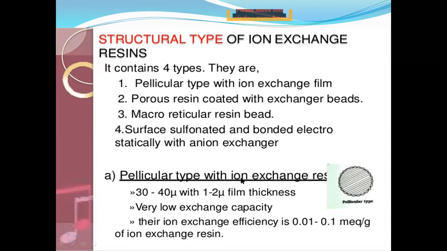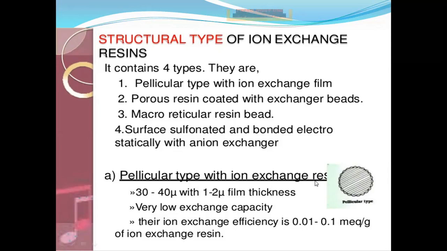So, the pellicular type of ion exchange resins. Ion exchangers are, we can say, powders or granules, whatever it may be. The size of those particles lies between 30 to 40 microns, with 1 to 2 microns film thickness. Okay, so this is the granule or particle of the pellicular type resin.